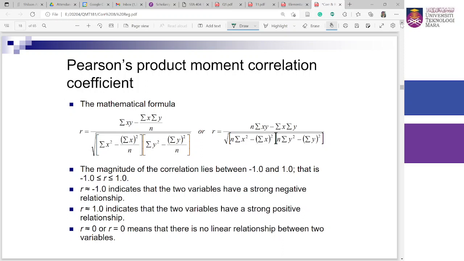Semakin dia mendekati nilai r ni mendekati nilai kosong, maka kekuatan dia semakin lemah. Apabila nilai r ini mendekati nilai positif 1 dan negatif 1 di kedua-dua arah, maka kita katakan bahawa kekuatan dia semakin meningkat. The closer the value to +1 and -1, the stronger the relationship. Meanwhile, the closer the value of r towards 0, the weaker the strength of the relationship, and it may go until no relationship at all whenever you have r equal to 0 or approximately 0. Okay, any questions so far?